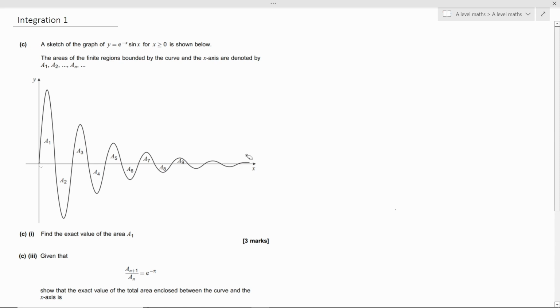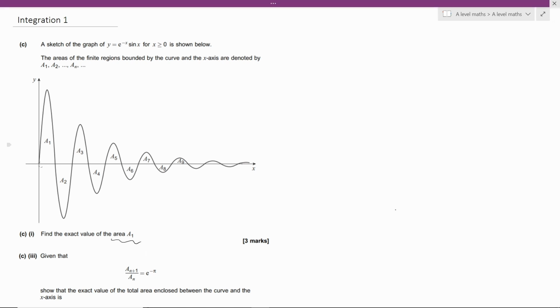A sketch of the graph y equals e to the minus x sine x, for x greater than or equal to 0, is shown below. The areas of the finite regions spanned by the curve and the x-axis are denoted by A1, A2, A3, and on all the way to infinity. First part, find the exact value of the area A1. Okay, finding the area of a graph. That means, and you can tell from the title, it's about integration.